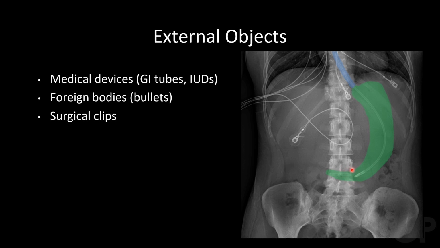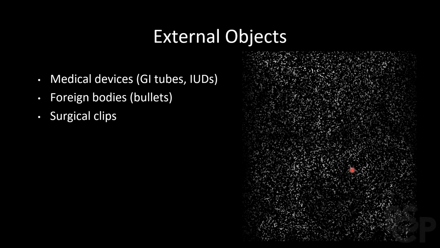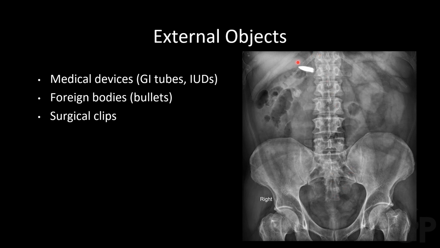You can also look for foreign bodies such as any bullets. You can see here a hyperlucent bullet. And you can also look for any surgical clips, for example, cholecystectomy clips.